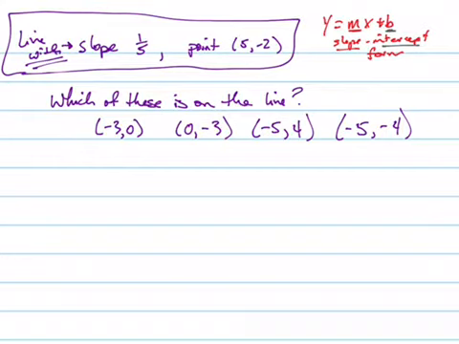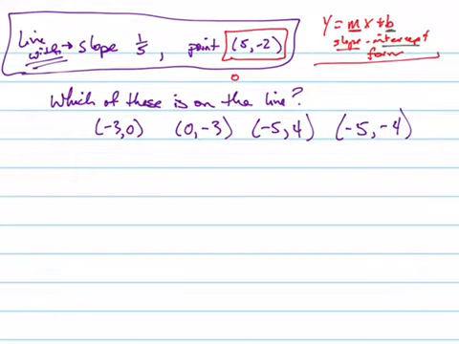Now, do I have a slope? Did they give me a slope for this? They did. Did they give me a y-intercept? They didn't. They gave me another point, but this isn't the y-intercept, because all y-intercepts have a 0 for the x, right? So that's not the y-intercept.